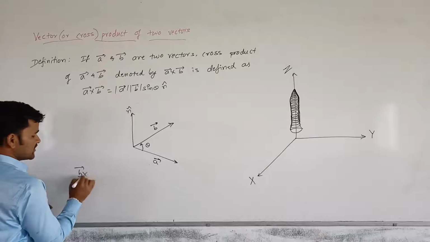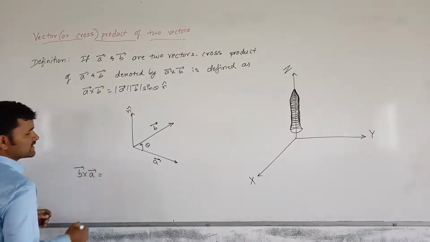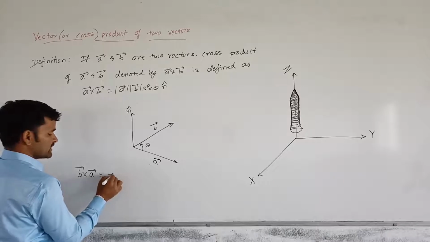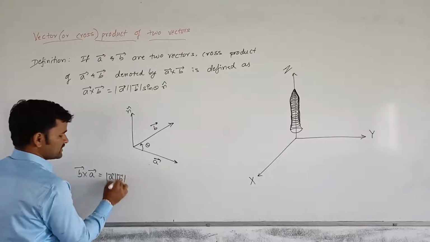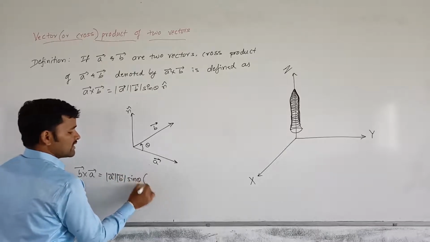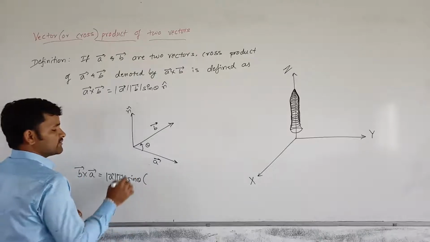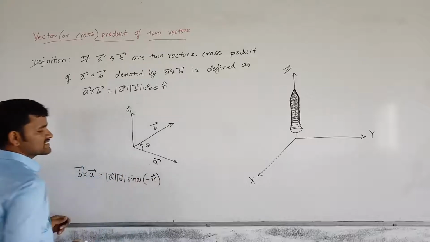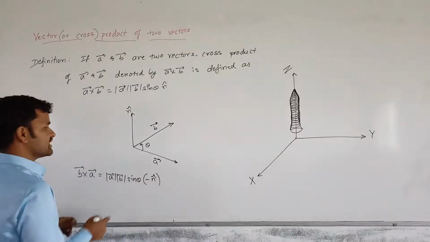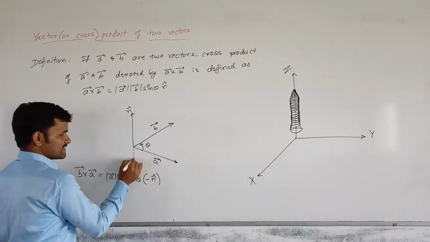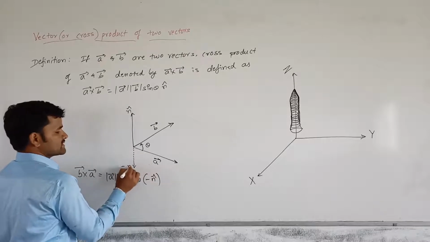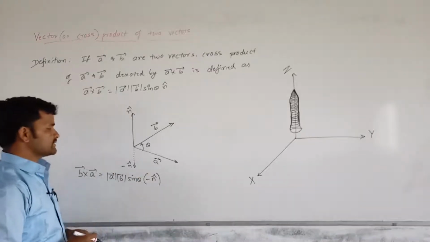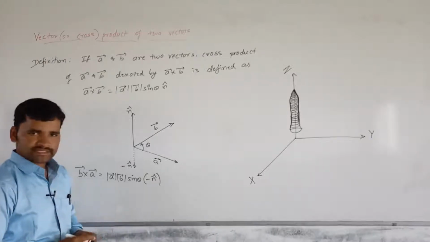Suppose I take B cross A, what happens? If I take B cross A, again it will be magnitude of vector A into magnitude of vector B into sin theta, but its direction will be opposite to that of n cap. So it will be written as minus of n cap. Where will this minus n cap be? Minus n cap will be here. This is minus of vector n cap. I will explain this n cap with examples.